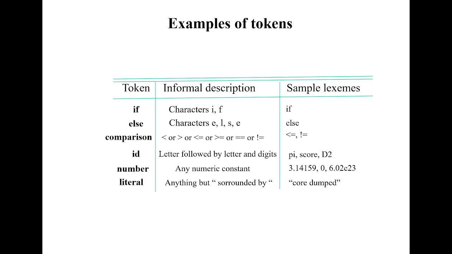Now, examples of tokens. If you find if, the lexeme is if, so it is the keyword if. Similarly, else. For comparison, you have the relational operator. For ID, it is a letter followed by letters or digits. For number, it is any numeric constant; the digits will be from 0 to 9, and it can have decimal values and exponential values. Literal is anything surrounded by quotes, for example "core dumped".